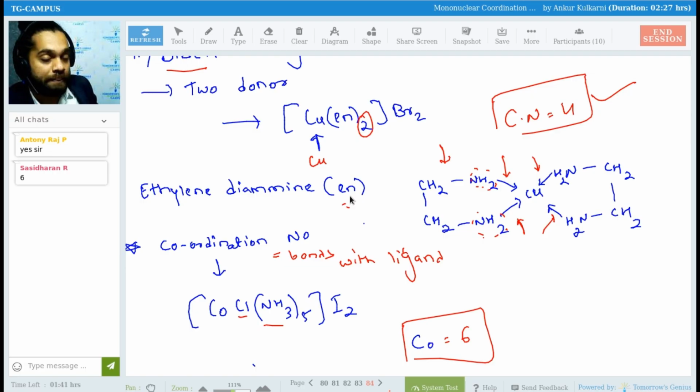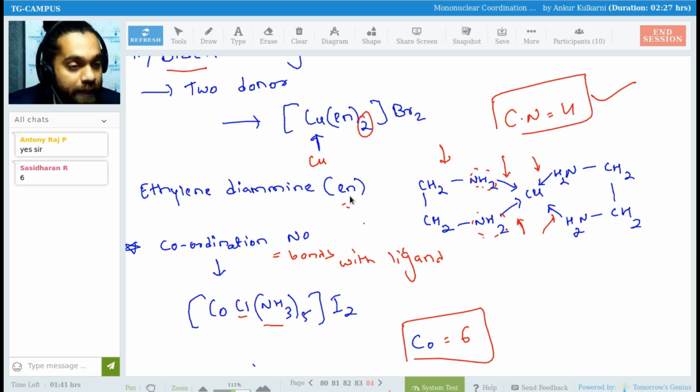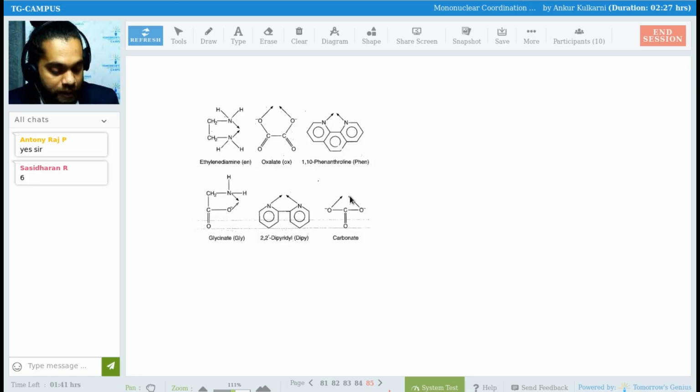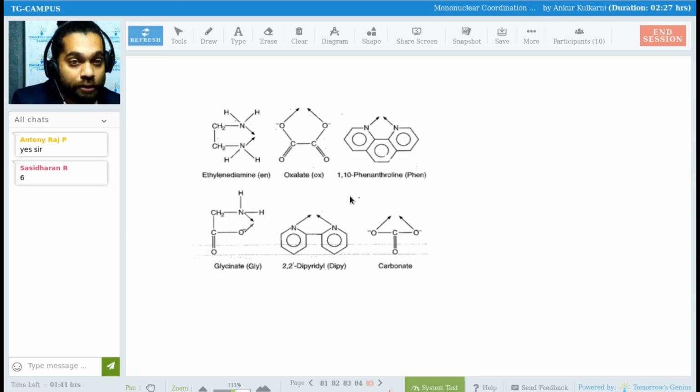Now, I am giving you examples. Sasidharan, please open the flap of your webcam. After the class, kindly write down those examples in the book. I am giving you all of the possible examples we know of bidentate, tridentate, tetradentate. These are your bidentate ligands. If you want, take a screenshot now, and after the class, write it down with the structure and with the short form.